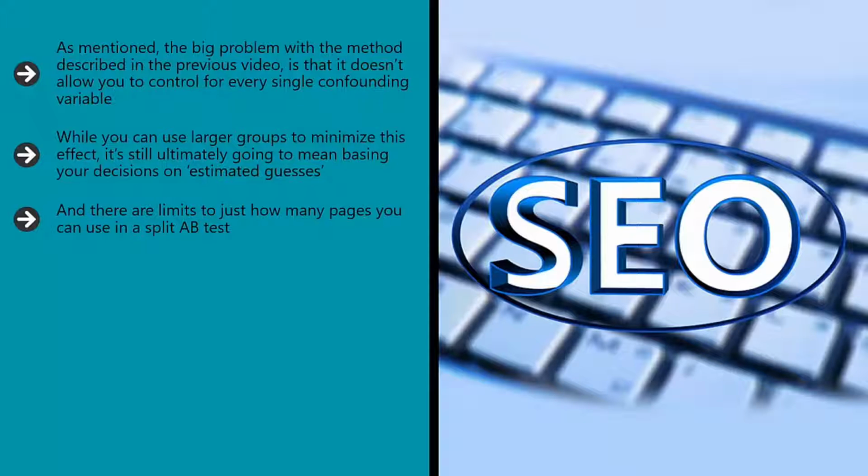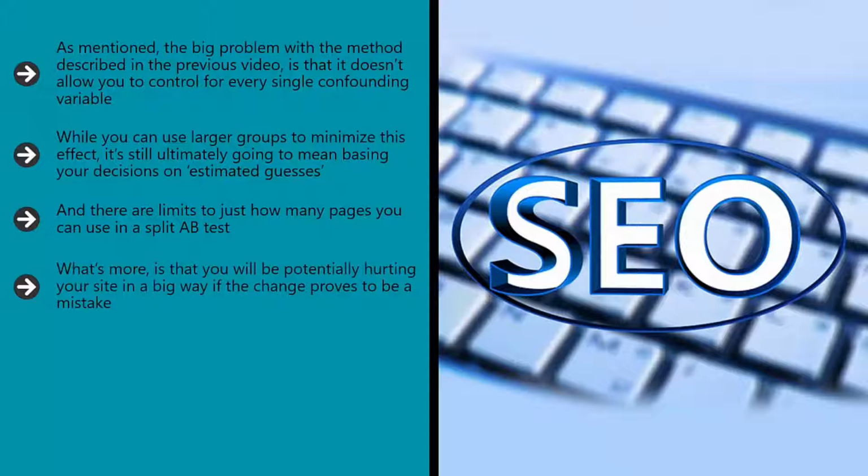And there are limits to just how many pages you can use in a split A/B test. If you're going to be changing the results across hundreds of pages on your site, then this will involve a lot of work. What's more is that you will be potentially hurting your site in a big way if the change proves to be a mistake. The whole point of A/B testing is to conduct the experiment in a controlled manner. So what can you do?